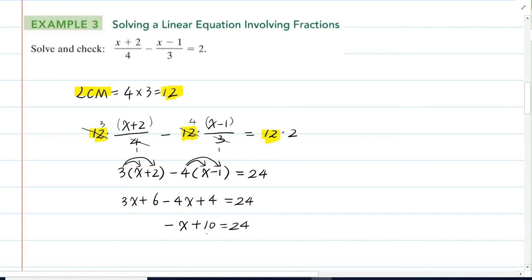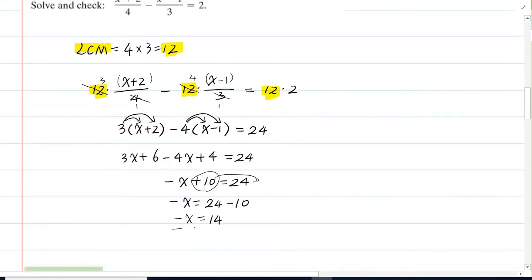The last step is we subtract 10 from both sides, or in my head I just think, okay, go to the other side, become negative. Negative x equals 24, I'm moving this to the other side. Subtract 10, then we have negative x equal to 14. Now we divide by negative 1 on both sides. This is going to cancel. Here x equals negative 14.